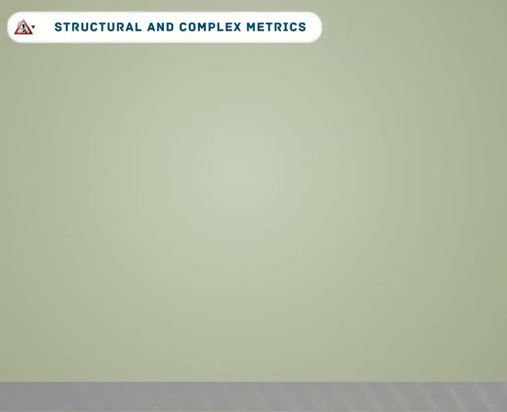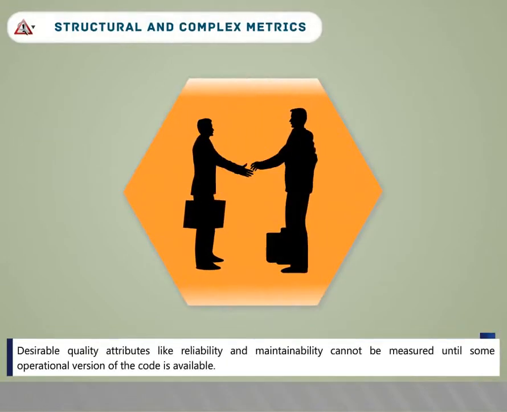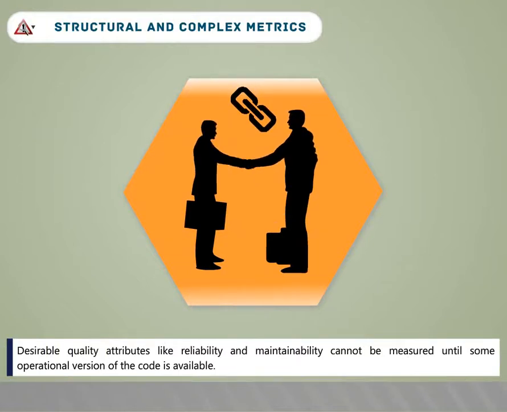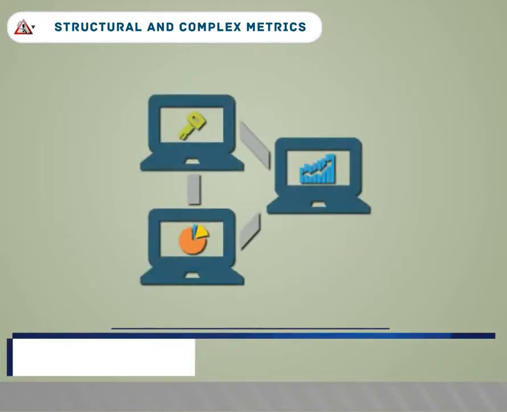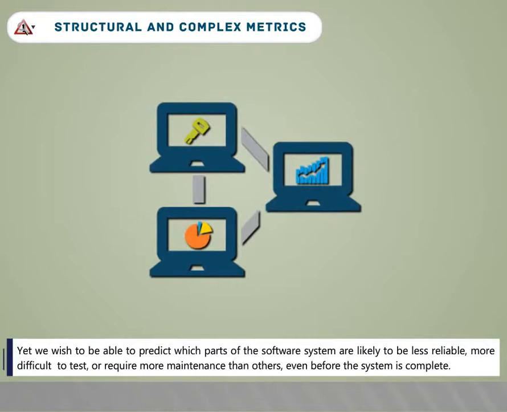Structural and complex metrics. Desirable quality attributes like reliability and maintainability cannot be measured until some operational version of the code is available. Yet, we wish to be able to predict which parts of the software system are likely to be less reliable, more difficult to test, or require more maintenance than others, even before the system is complete.